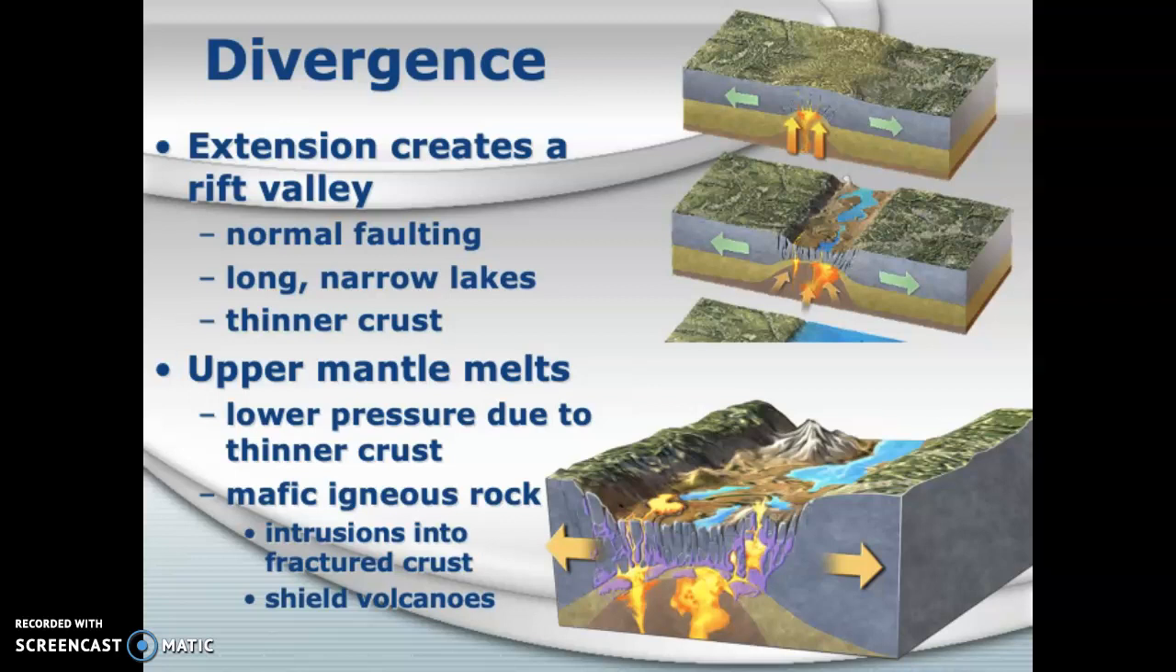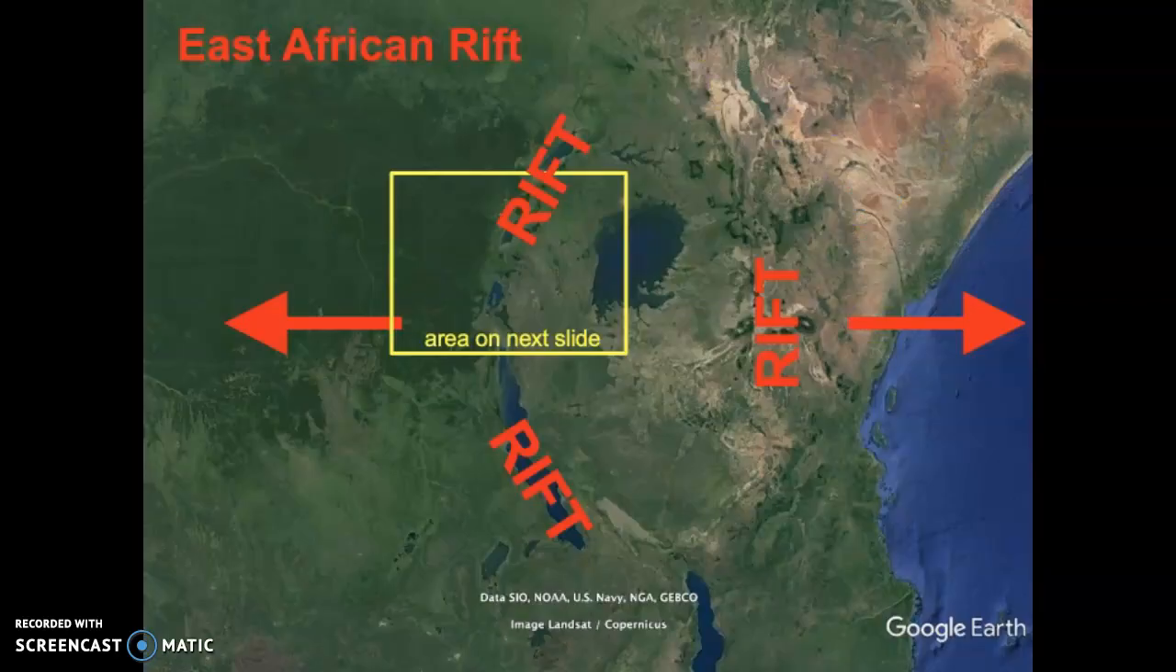So where can we see this? If this is actually what would happen, we ought to be able to look around the surface of the Earth. And one place where we can see this happening is in East Africa. This is what we call the East African Rift.